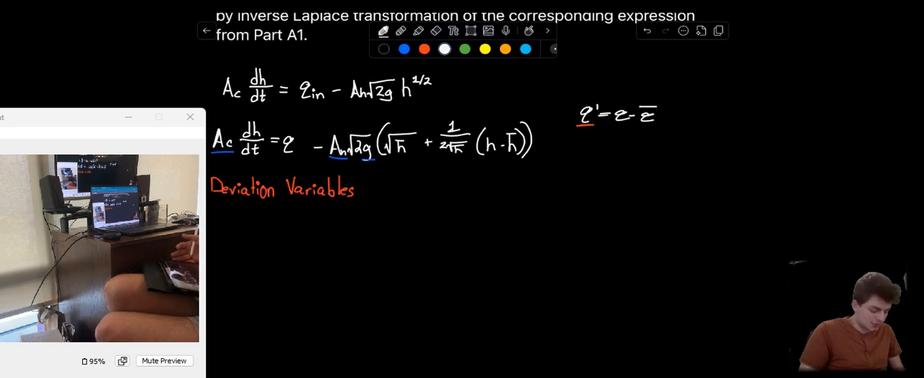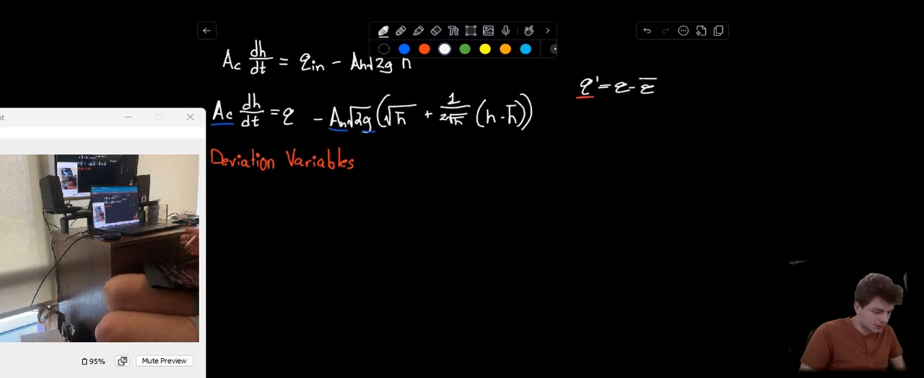Okay, so let's see here. What do we want to do next? So let's go ahead and attempt to define what our system looks like at steady state here. So at steady state, obviously our change in height is going to be 0.